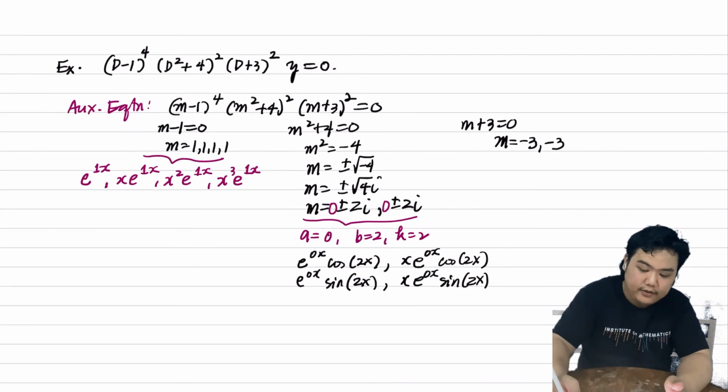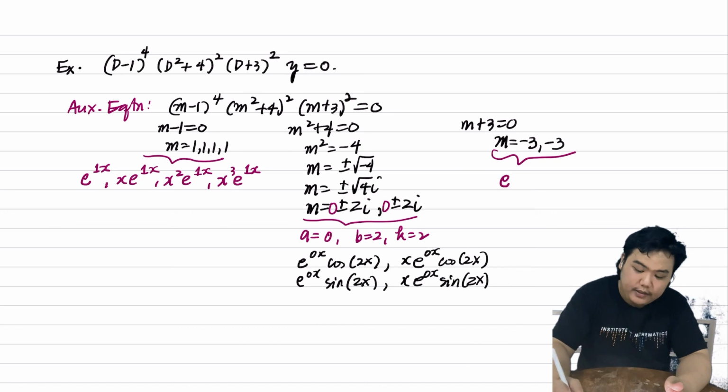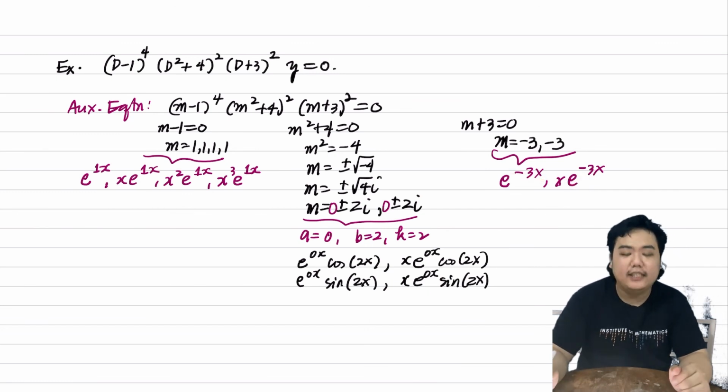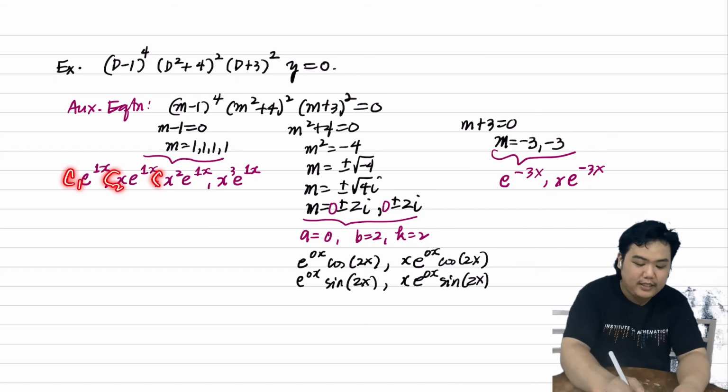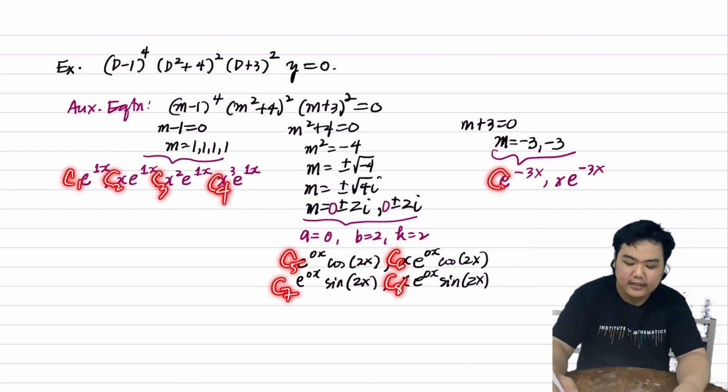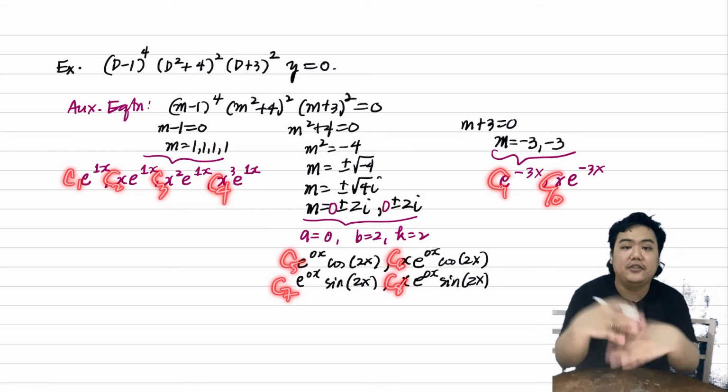And finally, for this case, e raised to negative 3x, tapos x e raised to negative 3x. So, stop na kasi dalawa na yon. And the general solution is, lalagyan mo lang C1, C2, C3, C4, C5, C6, C7, C8, C9, C10, and then you add all of them.